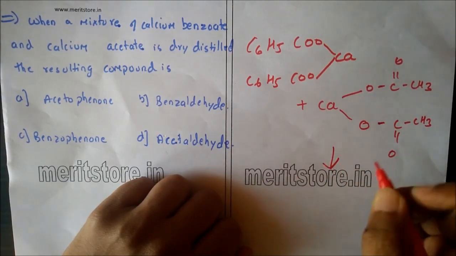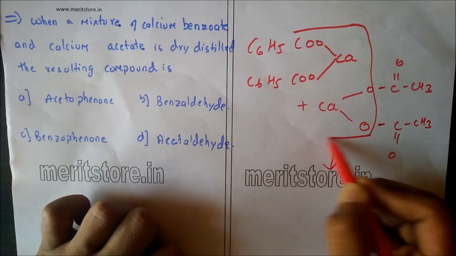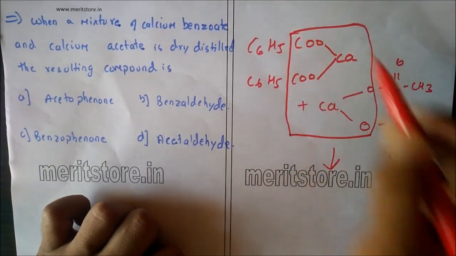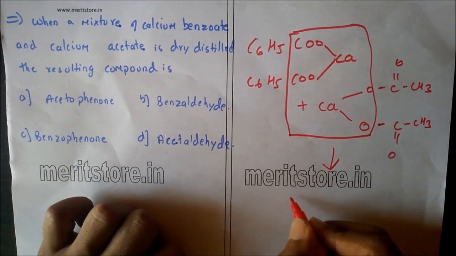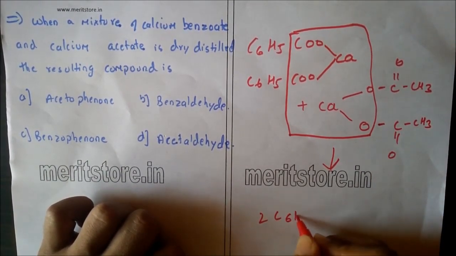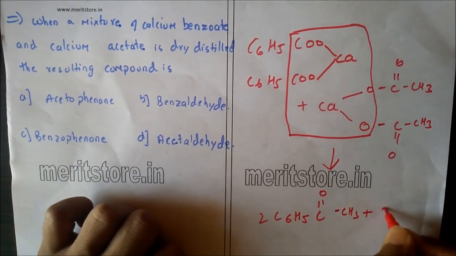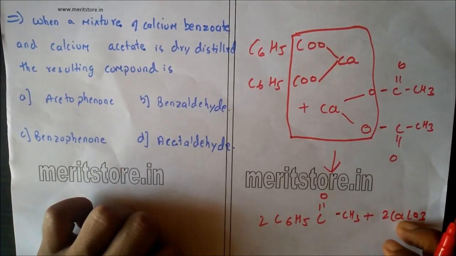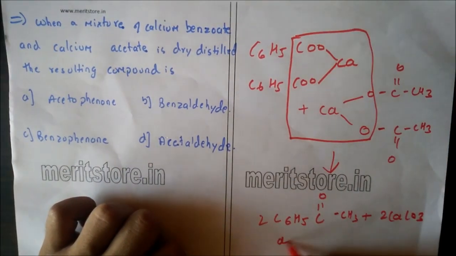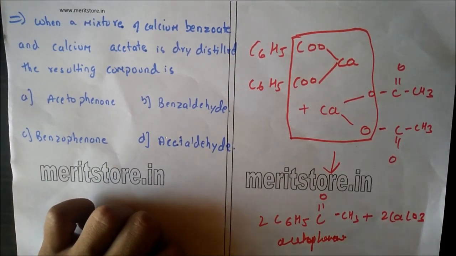So when these two are dry distilled, this whole compound gets formed as a separate product. These two combine to form a product which is known as acetophenone, which is 2C6H5C=O CH3 plus 2CaCO3. This forms 2CaCO3 and the resultant product is acetophenone. So here the correct answer is option A.